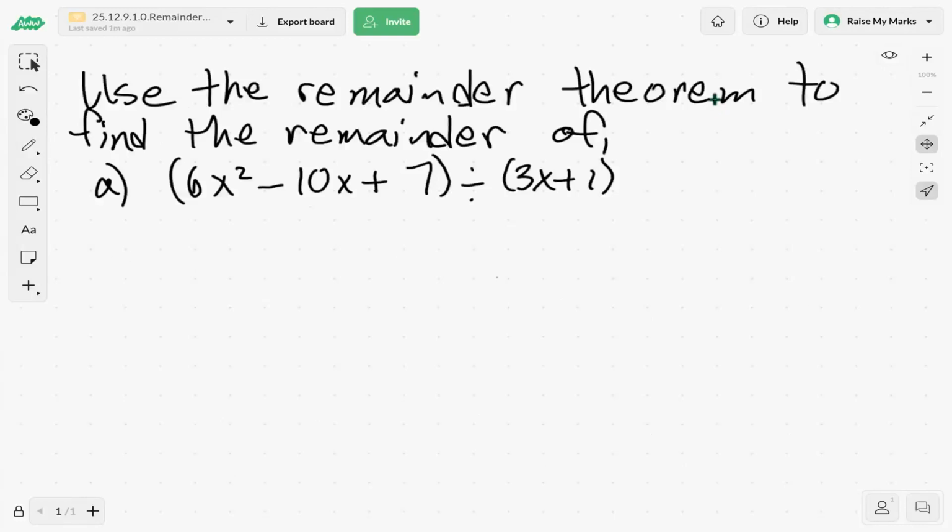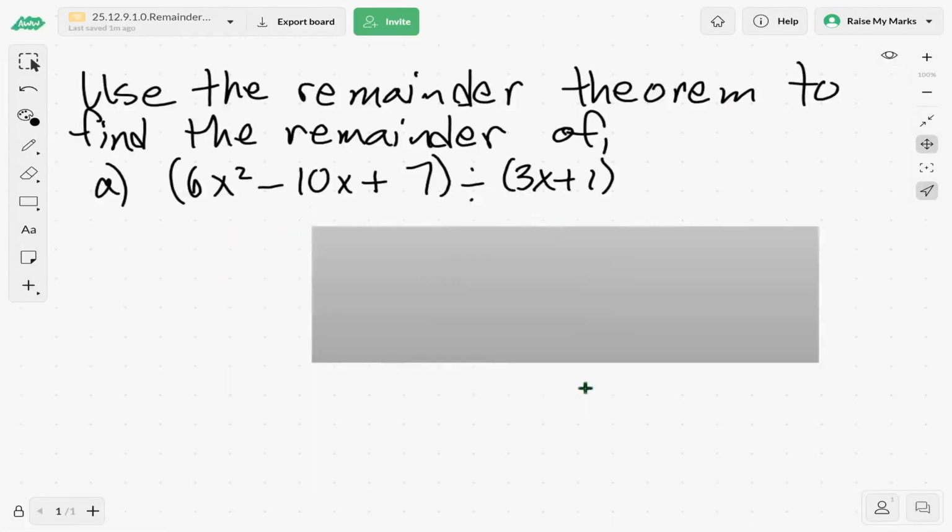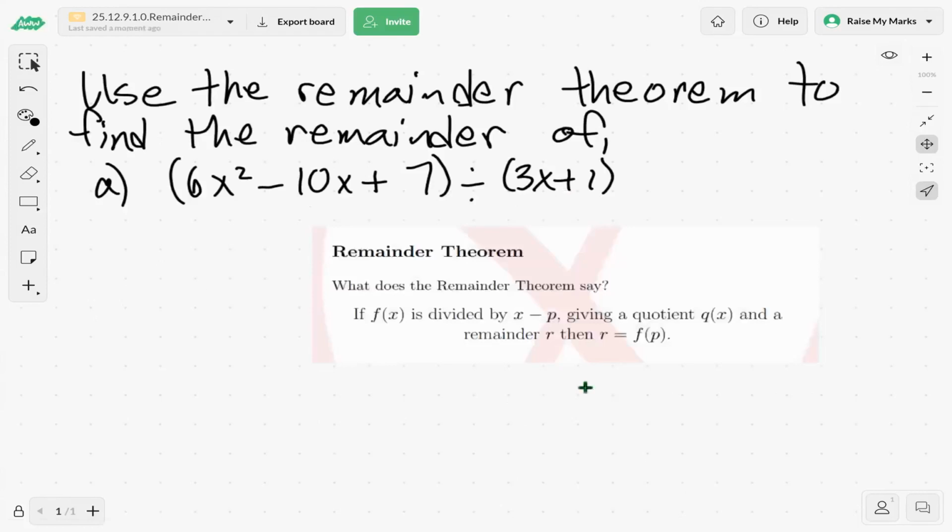So what is the remainder theorem? Let's look at the remainder theorem. I'm just going to post up a statement of it. What does the remainder theorem say? If f of x is divided by x minus p, giving a quotient q of x and a remainder r, then r equals f of p.